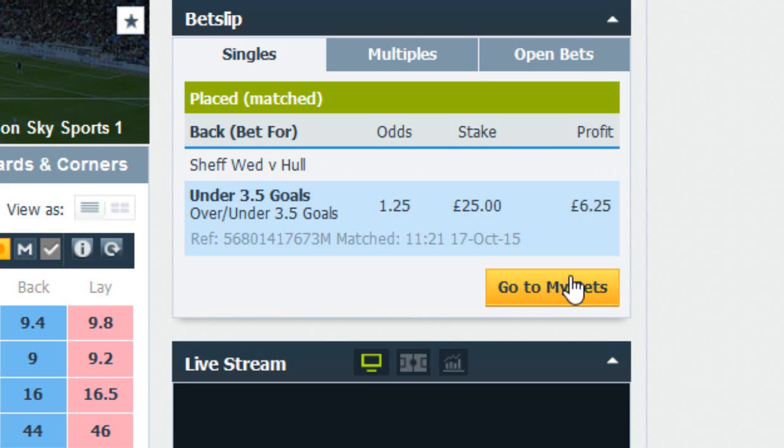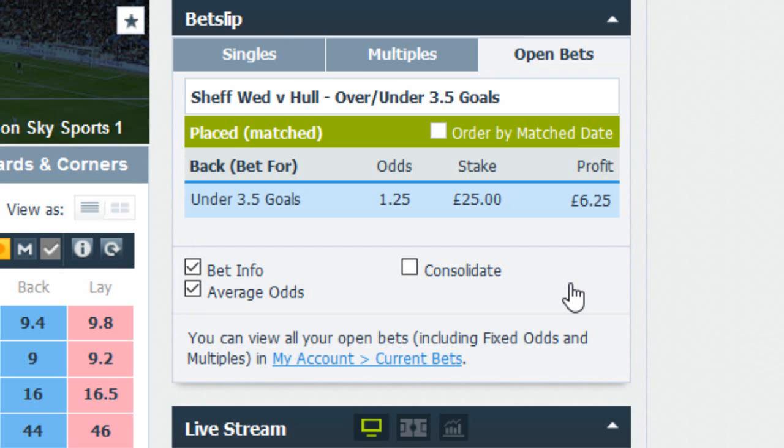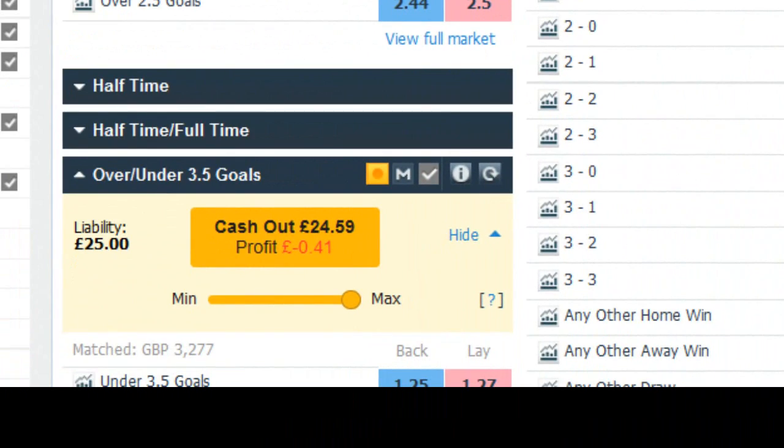Place the bet. There we are, we've got that matched. Profit is £6.25 before Betfair commission. Works out at £5.94. Now, I'll be pausing the video and coming back as the match progresses.